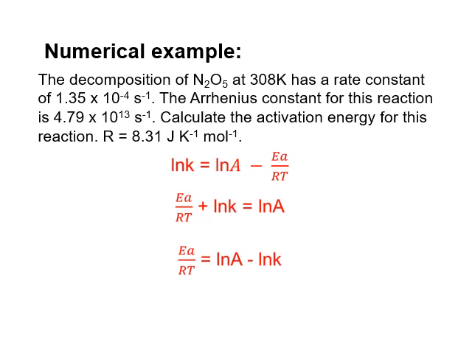And then we need to move the RT over to the right-hand side. So we're dividing by RT on the left. So we need to times ln A minus ln k, all of that, by RT to move it over. So we'll come up with this rearranged version here, and you can then sub in the numbers.